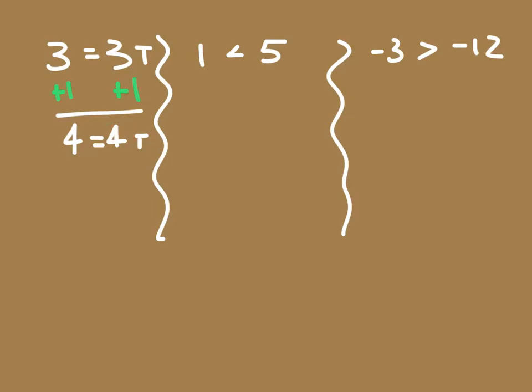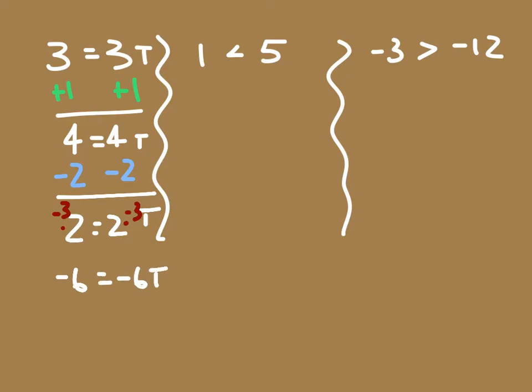Now I could do the same thing, and I could subtract 2 from both sides. That's going to give me a new statement that says 2 is equal to 2, and that's still going to be a true statement. But then let's say that I multiply by, say, -3 on both sides. Then we're going to get a new statement that says -6 is equal to -6, and that's still a true statement. And we can do that over here.